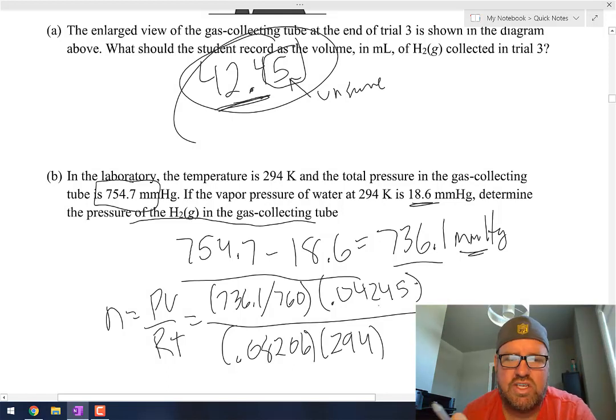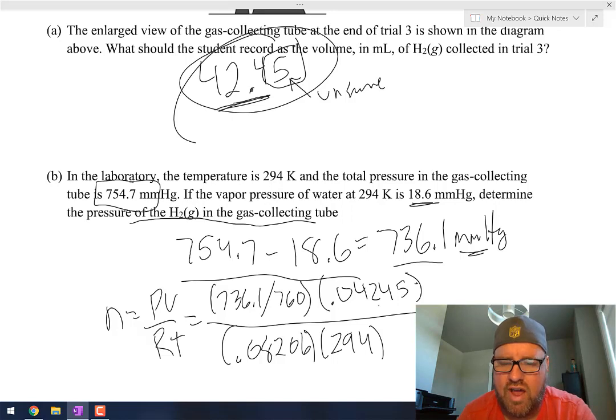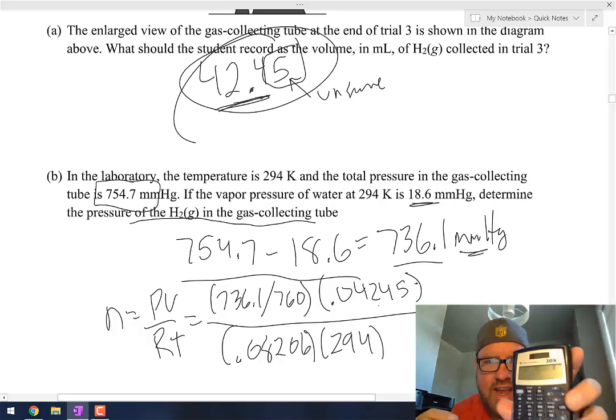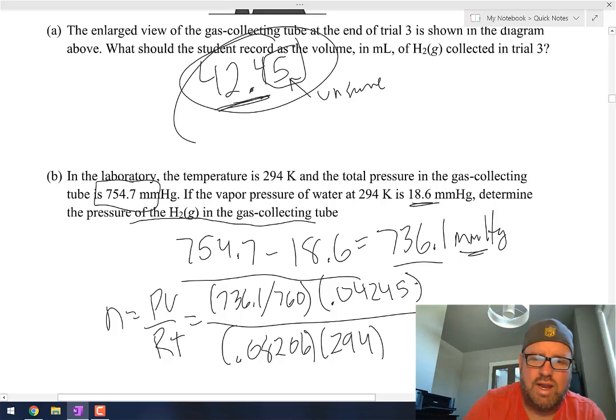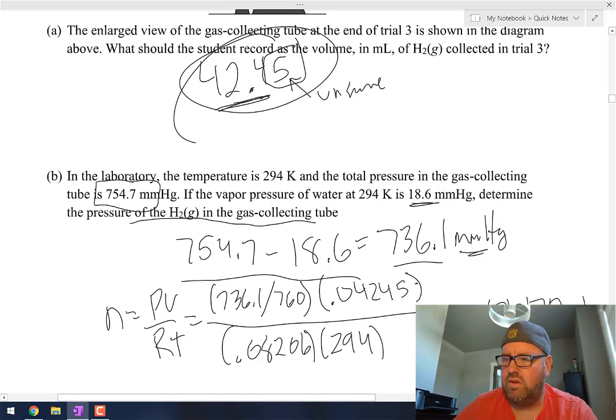So 736.1 divided by 760 times 0.04245 divided by 0.08206. When I'm saying this out loud, this is exactly how I'm typing it into my calculator. So I'm dividing by 0.08206, and then I'm dividing by 294, no parentheses needed. And again, a pretty small number here, 0.00170 moles of H2. Okay, and that's a good introduction there to partial pressures.